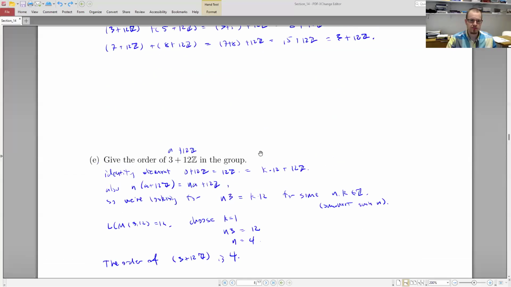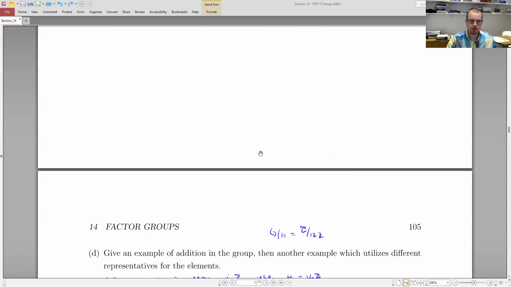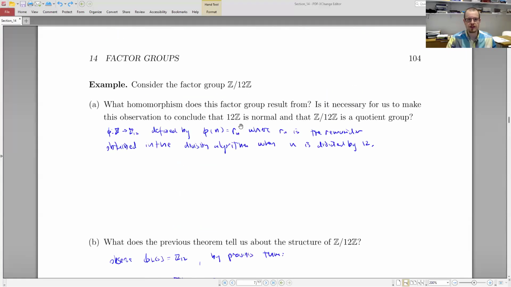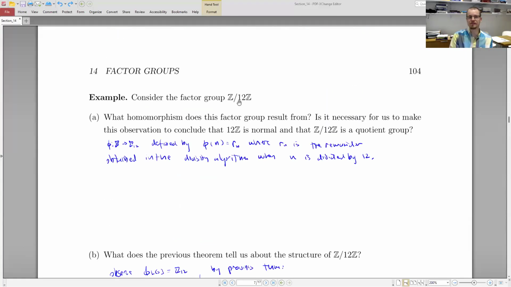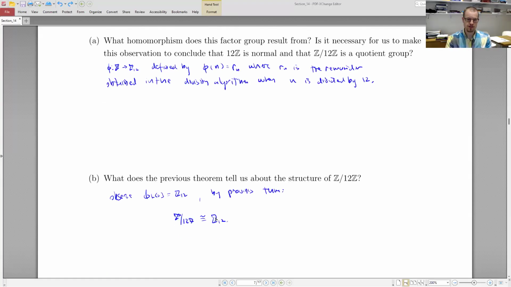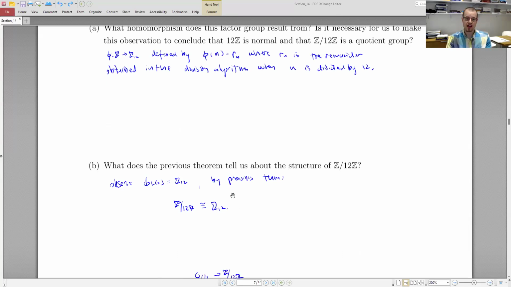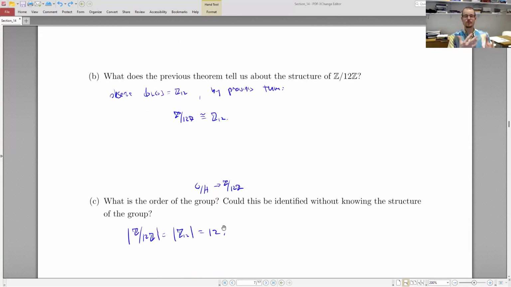And in this example, we are going to take a look at something that is pretty similar to our previous example. Similar, but not the same. In our last example, we considered, let's scroll back a little ways here, the factor group Z mod 12Z. And we said, all right, through this isomorphism, we can say that this is isomorphic to Z12, and that told us about the size of the group, so we didn't have to do too much work there. And that was pretty nice, pretty fun.